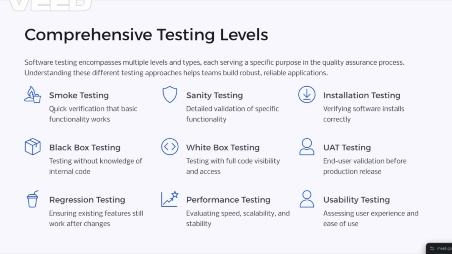So the first type of testing is smoke testing. What is smoke testing? Smoke testing is a quick verification that basic functionality works. It only focuses on the key functionality. Sanity testing is detailed validation of specific functionality. It focuses on more of the detail.